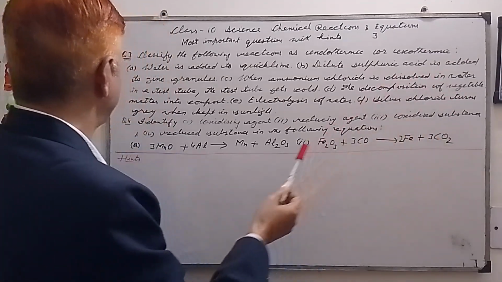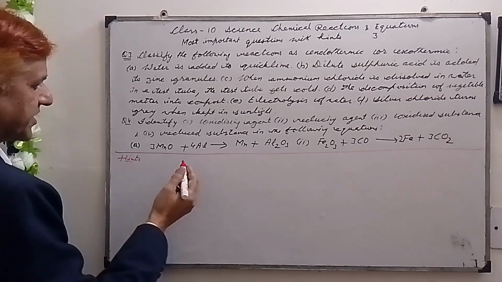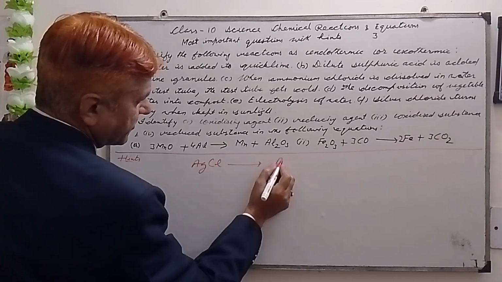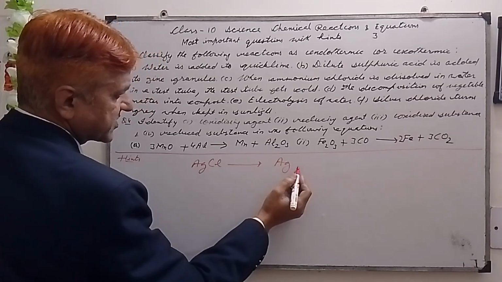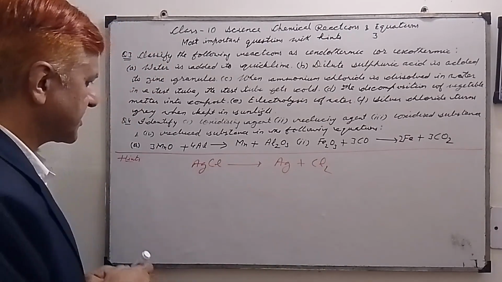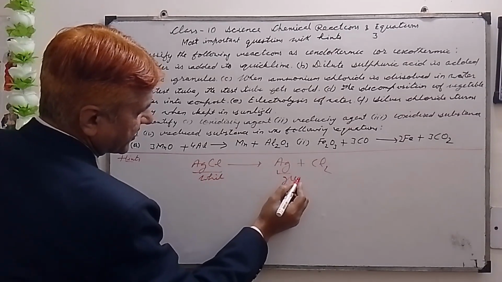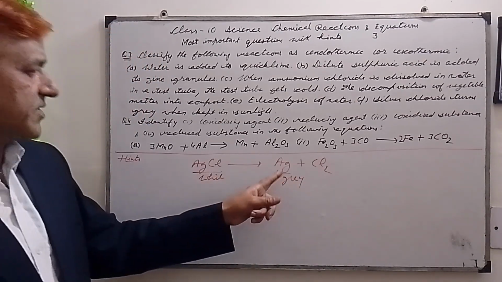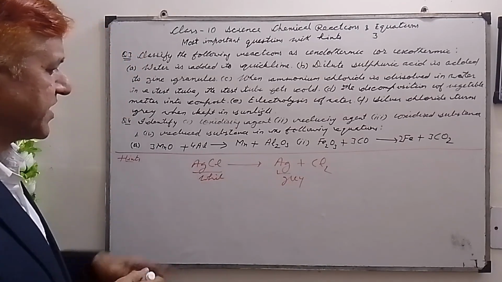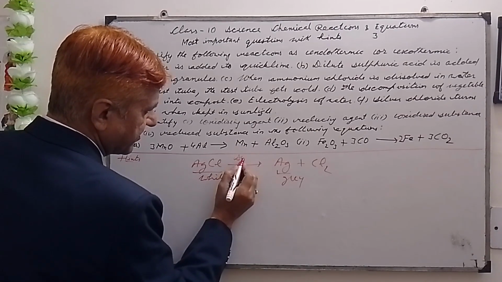Silver chloride turns gray when kept in sunlight. So silver chloride turns into silver. This is actually a decomposition reaction. Silver chloride is white and this is gray. Gray means that silver is formed, so that is why silver chloride turns gray. This is because energy is supplied in the form of light energy, sunlight.